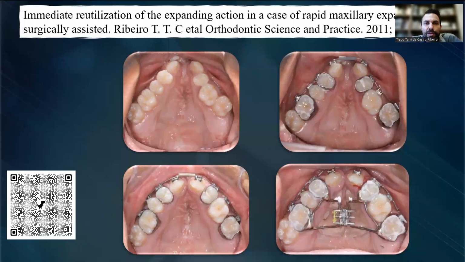Cleft patients usually also have a transverse maxillary deficiency that becomes a risk factor for the stability of maxillary advancement. These patients should undergo an improvement of their transverse maxillary quality before orthognathic surgery. When the patient is an adult, there is an indication for surgically assisted maxillary expansion. A few years ago, I published an article about it.